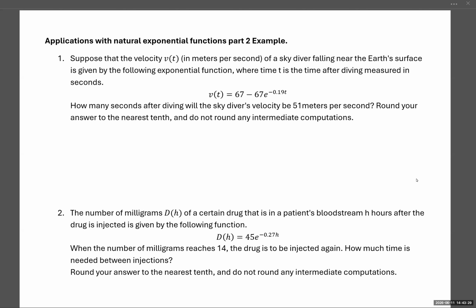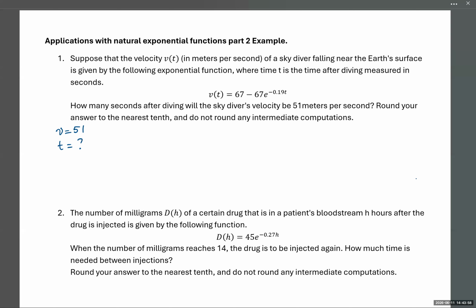This is an example of various word problems where a natural exponential function is used. Number one, suppose that the velocity in meters per second of a skydiver falling near the Earth's surface is given by the following exponential function, where the time is measured in seconds. How many seconds after diving will the skydiver's velocity be 51 meters per second? So we have v equals 51, and we need to find t.